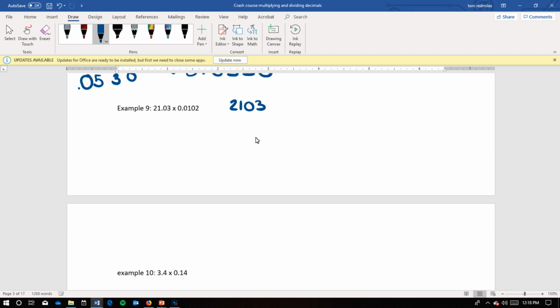This 0 is lodged in the middle of 2 significant digits, so I have to keep it in this one. But this 0 is not. Okay. All right, so I'm going to start directly into the 2. 2 times 3 is 6. 2 times 0 is 0. 2 times 2 is 4. 2 times 1 is 2. 2 times 2 is 4.